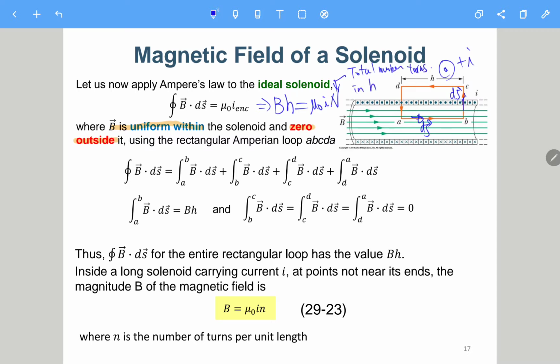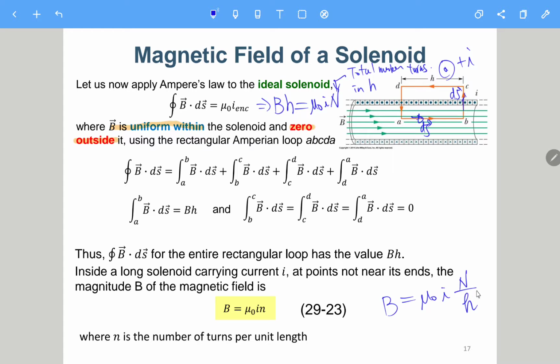In this segment. Okay, so we can try to slightly rearrange the term. We will have B equals mu 0 I n over h.